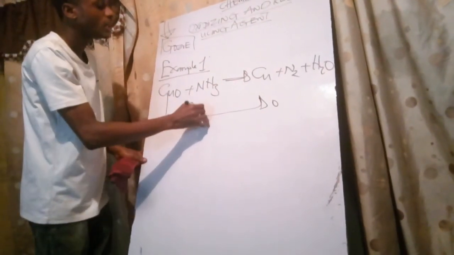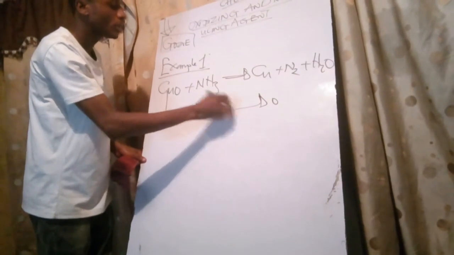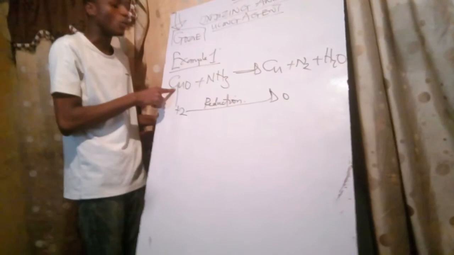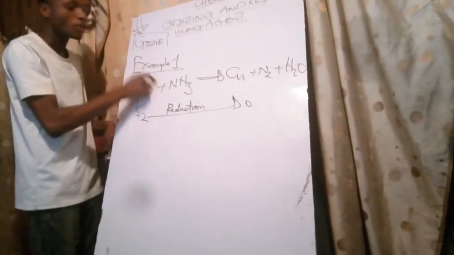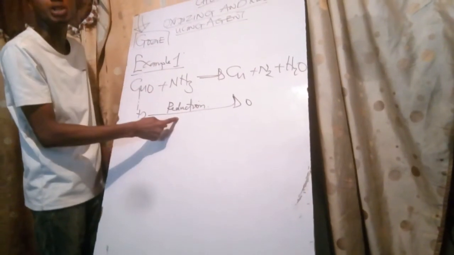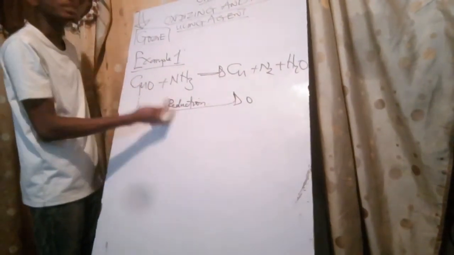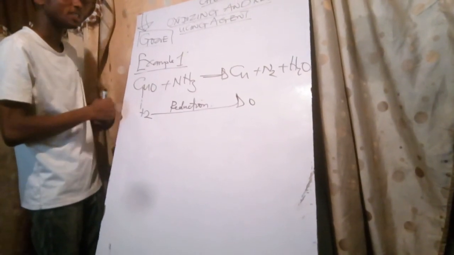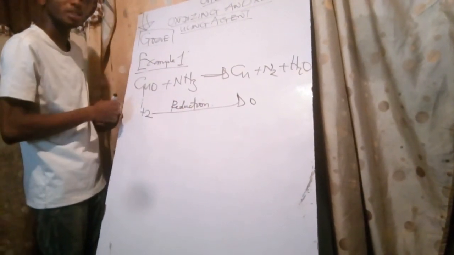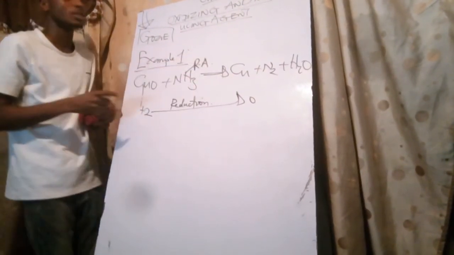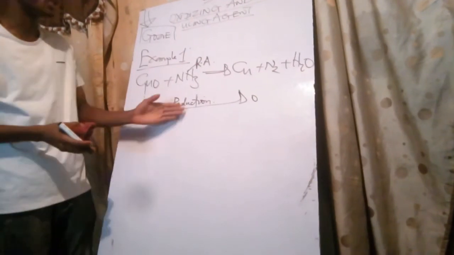We call that reduction. But you are not going to say copper has been reduced. Remember, copper is the man of the compound. Whatever happens to copper happens to the compound. So you will say copper oxide has been reduced. Who is the agent? There's a cause for this reduction. Ammonia is the agent, the cause of this reduction. Ammonia is the reducing agent. It's as simple as this.